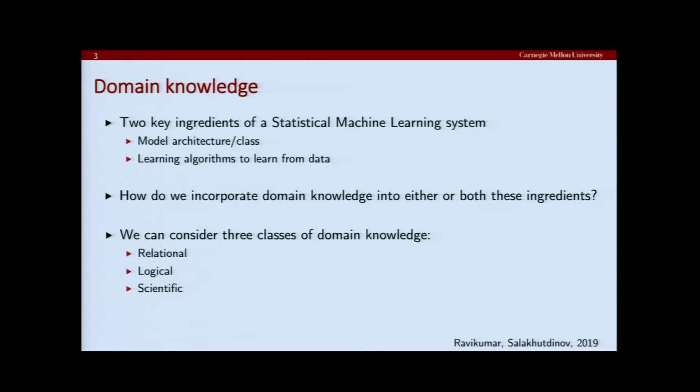And so what I'd like to talk to you about today is to consider three classes of domain knowledge. We're going to look at the relational domain. We're going to look at the logical, how we can incorporate logical knowledge into these models. And there's a third one, which is scientific knowledge, which I'm not going to talk about today, but I think it's a very important and very active area of research.